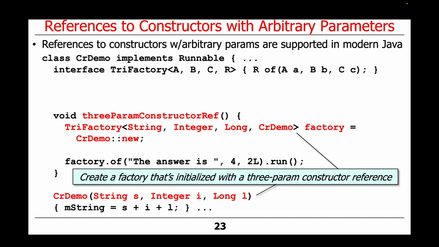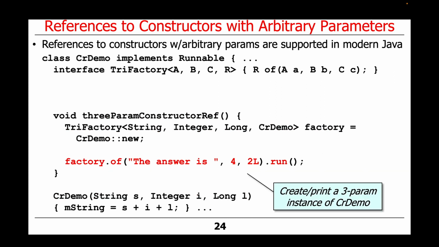Here's the 3-param constructor reference constructor, which makes an instance of TriFactory, parameterizing it with String, Integer, and Long, and finally CRDemo, which will be the type of object that's created. To do that, it's going to pass it a constructor reference, which is also given the syntax CRDemo::new. Except if you look down below, you can see this time the CRDemo constructor that will be used is a 3-parameter constructor that takes a String, an Integer, and a Long. What's going to happen here is that the mString will be concatenated with S, I, and L, which are the parameters to the CRDemo constructor.